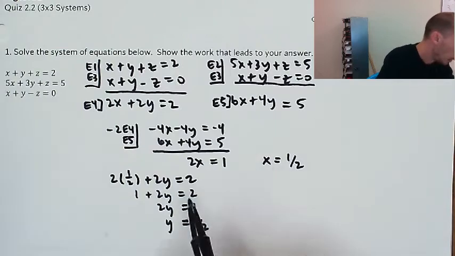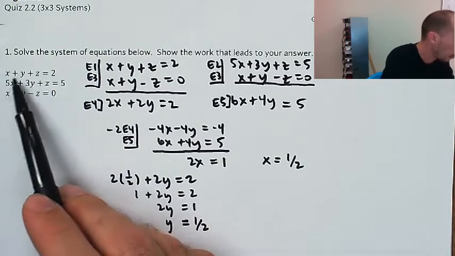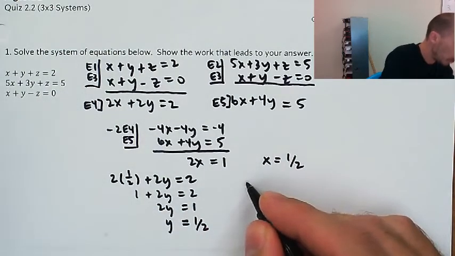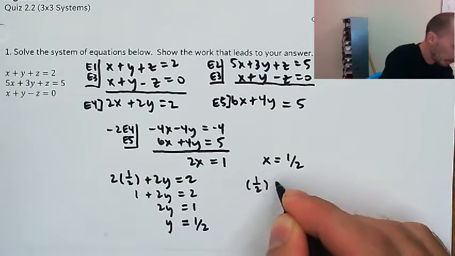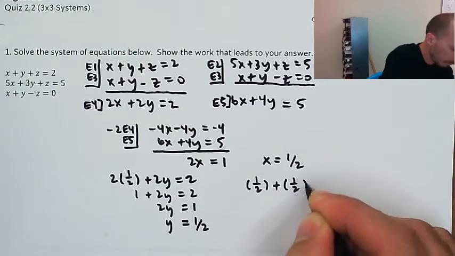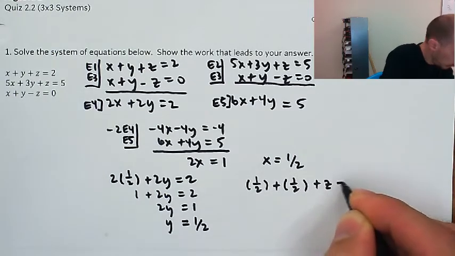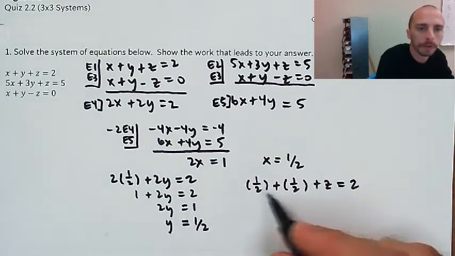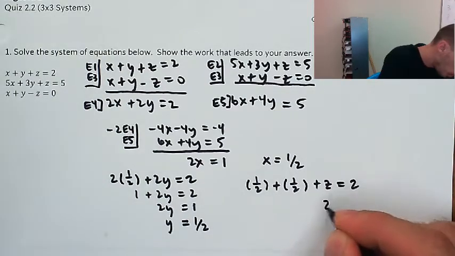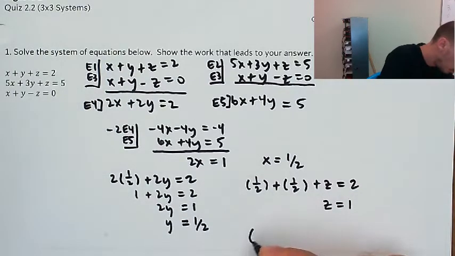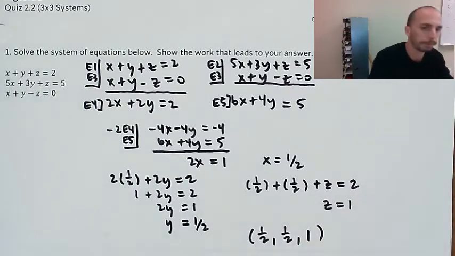Then I'll go back to one of my original equations, probably x plus y plus z equals 2. That looks like the easiest to deal with. x is 1/2 plus y is also 1/2 plus z equals 2. And so that's 1 plus z equals 2. That means z needs to equal 1. And my solution is x is 1/2, y is 1/2, and z is equal to 1.